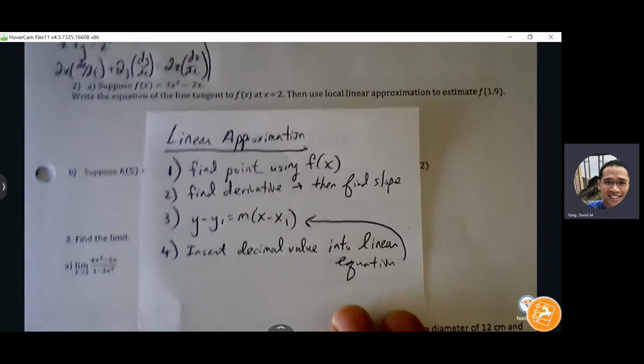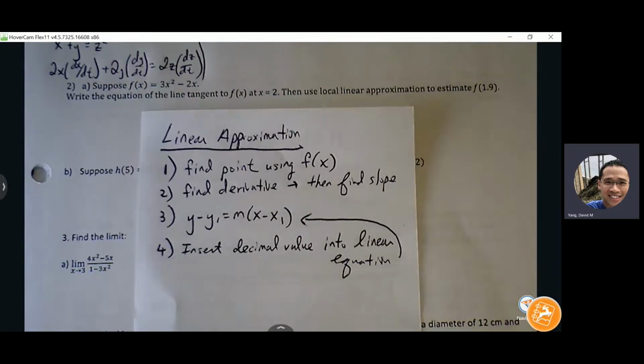Suppose f of x equals 3x squared minus 2x. Write the equation of the line tangent to the graph at x equals 2. Then use local linear approximation to estimate f of 1.9. So even though we're covering linear approximation and we're putting it on this quiz, it's really technically not a new topic. It's just that these are the steps for the combination of finding a tangent line equation and then inserting a decimal value in. So you already know how to do most of it.